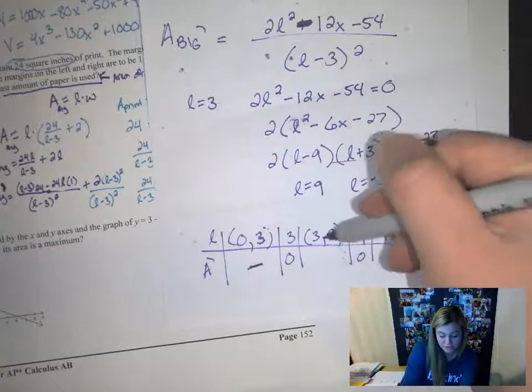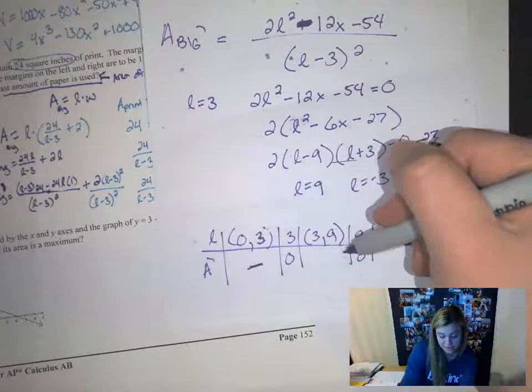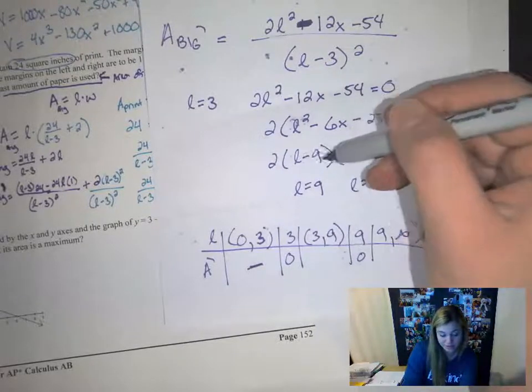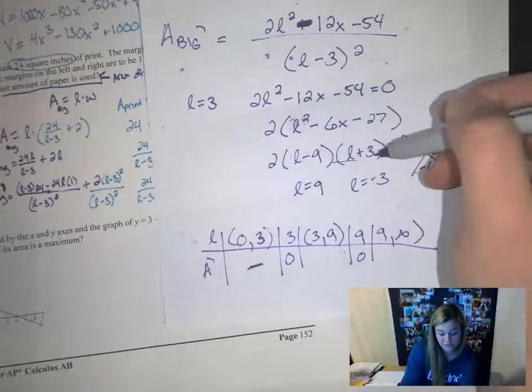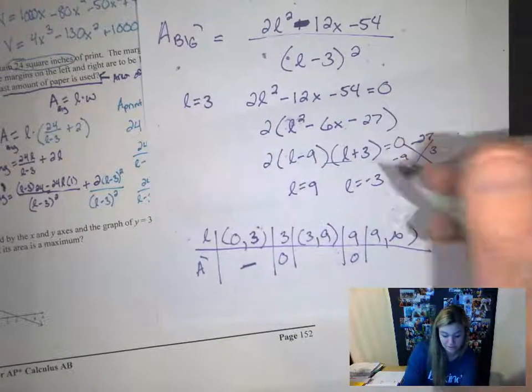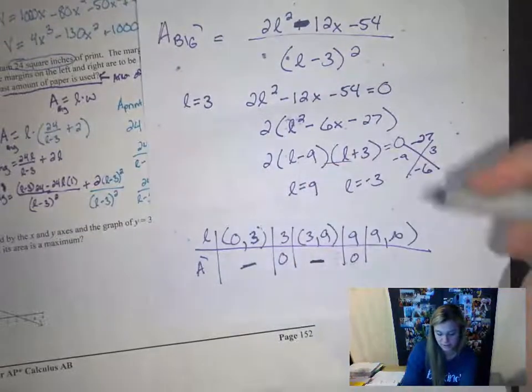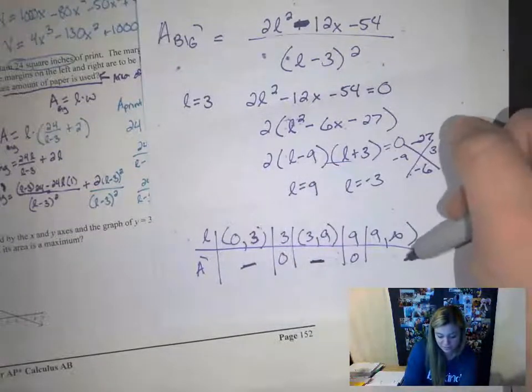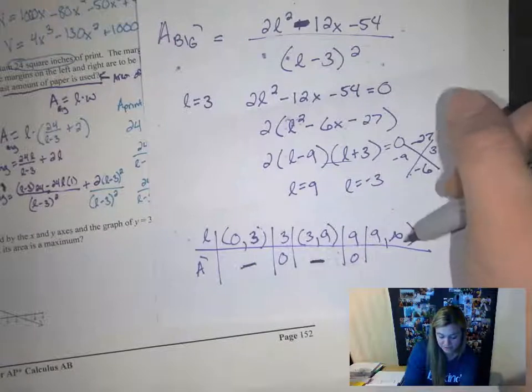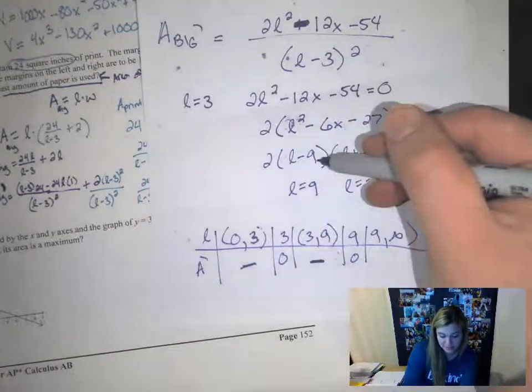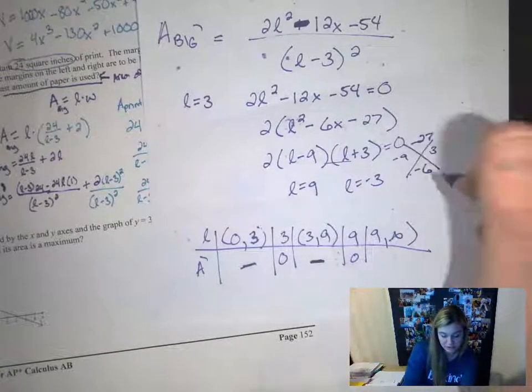3 to 9, pick my favorite, I don't know, 5. 5 minus 9 would be negative. 5 plus 3 would be positive. Negative times positive is negative. 9 to infinity, if I pick something from there, so 10. 10 minus 9 is 1. 10 plus 3 would be positive.